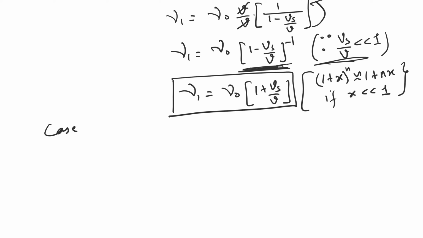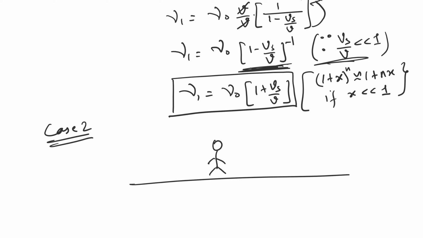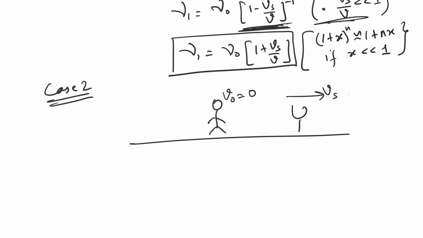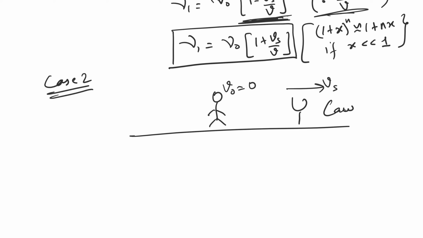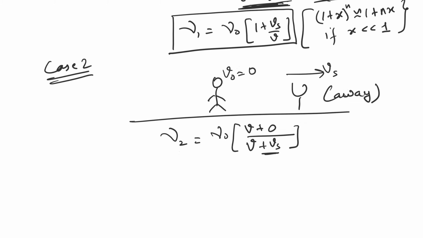Now let's talk about the second case. What is the second case? In the second case, again your observer is at rest, so the velocity of the observer is 0, and your source tuning fork is going away from the observer. So let's say nu2 is the apparent frequency for the second case, equal to nu naught times (v plus 0) divided by (v plus vs). Since it is going away, you will have a positive sign over here.